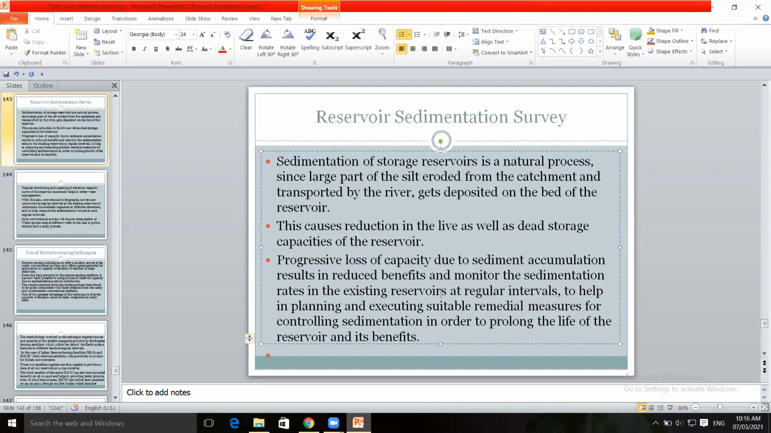The progressive loss of capacity due to sediment accumulation results in reduced benefits, so we monitor the sedimentation rates.